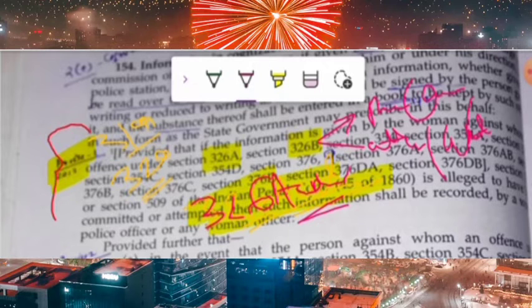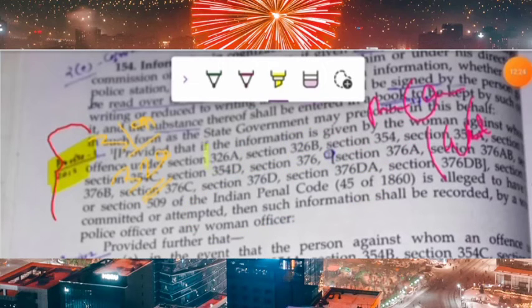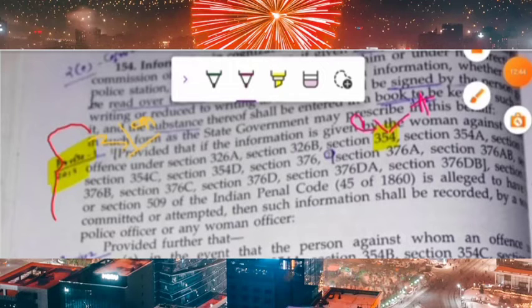Okay, so this relates to acid and hurt. Then comes section 354, which deals with assault or criminal force to woman with intent to outrage her modesty. So assault and criminal force, okay. The definitions are given elsewhere: criminal force is section 350, assault is 351, and 352 is punishment for assault or criminal force, otherwise than on grave provocation.